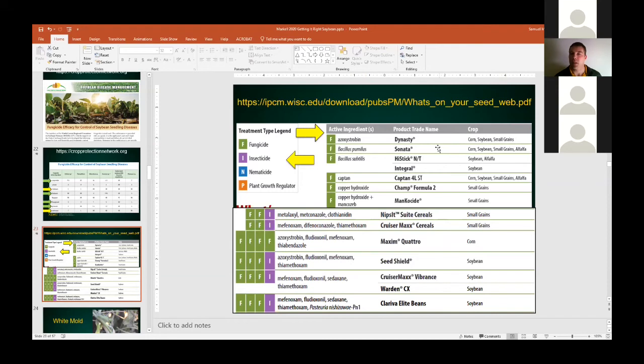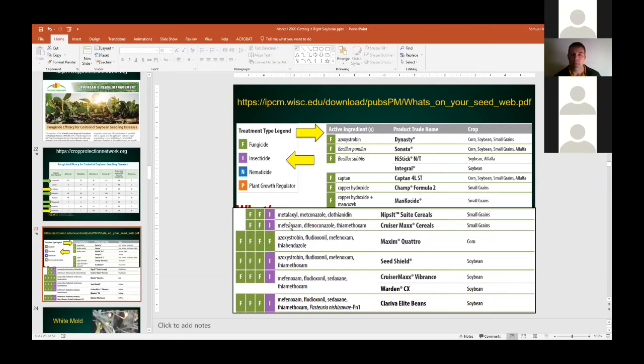So this is pretty simple, but you go down here and you ask yourself, well, what the heck is in Maxim Quattro? Well, you can see 4 different fungicides. Or maybe Cruiser Max cereals, what is that? Well, you can see it's mefenoxam, difenoconazole, and thiamethoxam. Okay, this helps you decode it.